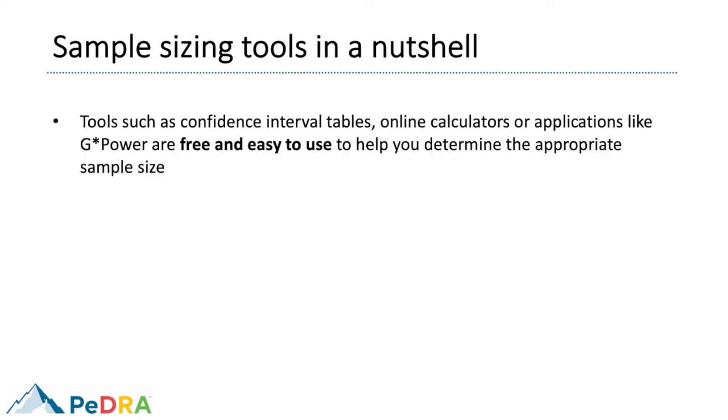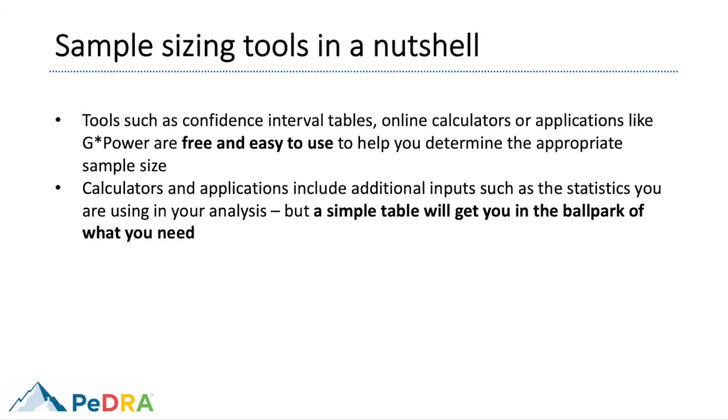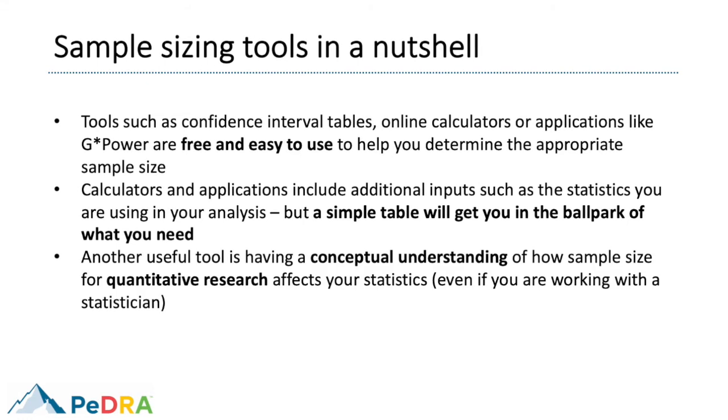In terms of sample size, there are several tools that are available that are free and easy. Confidence interval tables, online calculators, and applications like G-Power will help you in determining the appropriate size. Calculators and applications include a few additional inputs, such as the statistics that you are using for your analysis. But a simple table will get you in the ballpark of where you need to be in terms of sample size for your survey. Another useful tool is having a good conceptual understanding of how sample size for quantitative research affects your statistics, even if you are working with a statistician.